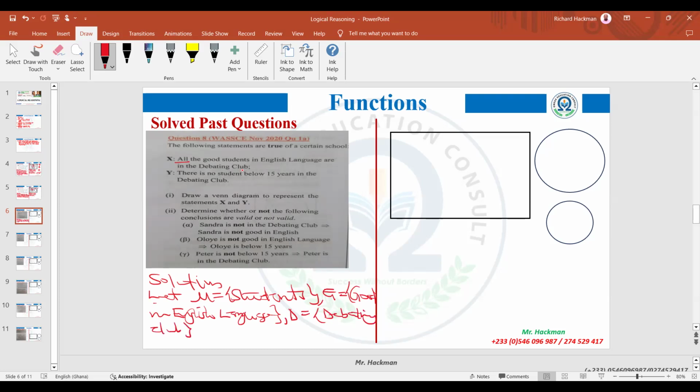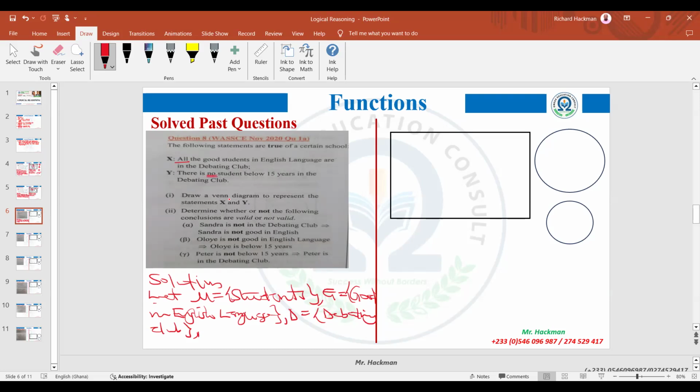Then you close it. Okay, it's a set. So don't forget your curly bracket. Okay, so let's go to the second statement. There is no student below 15 years in the debating club. So we can see our keyword there, no. Is my point well made?